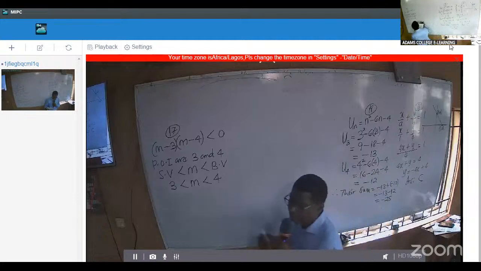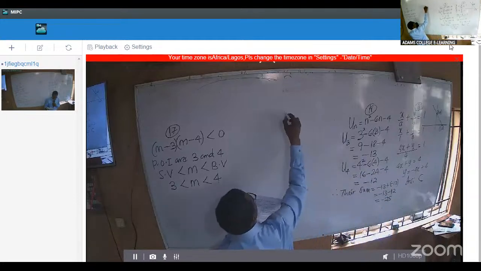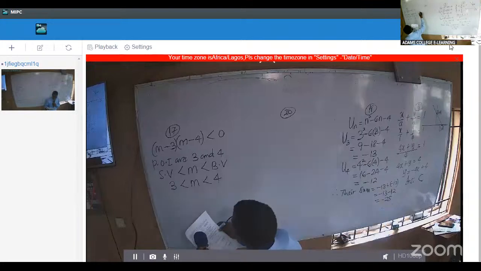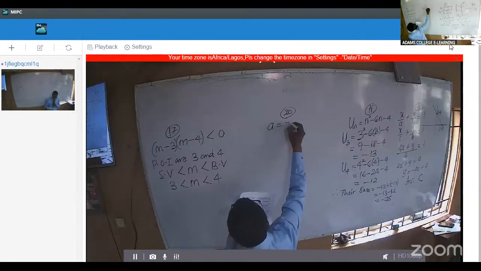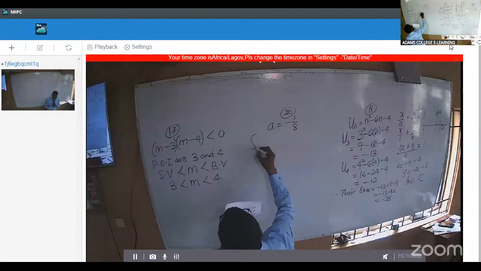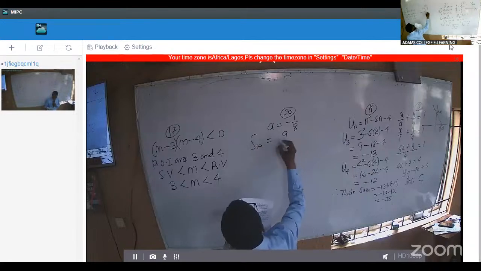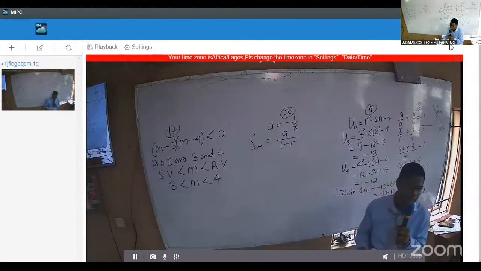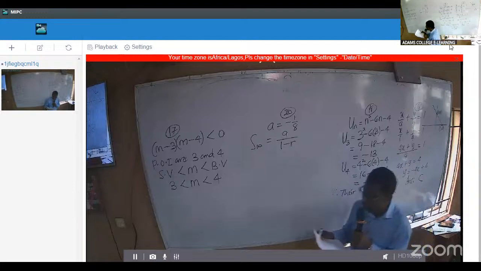The last question for this round, number 20. The sum to infinity of a GP is minus 1 over 10. The first term is minus 1 over 8. So sum to infinity is A over 1 minus R. That's the formula for sum to infinity. The sum to infinity is minus 1 over 10.